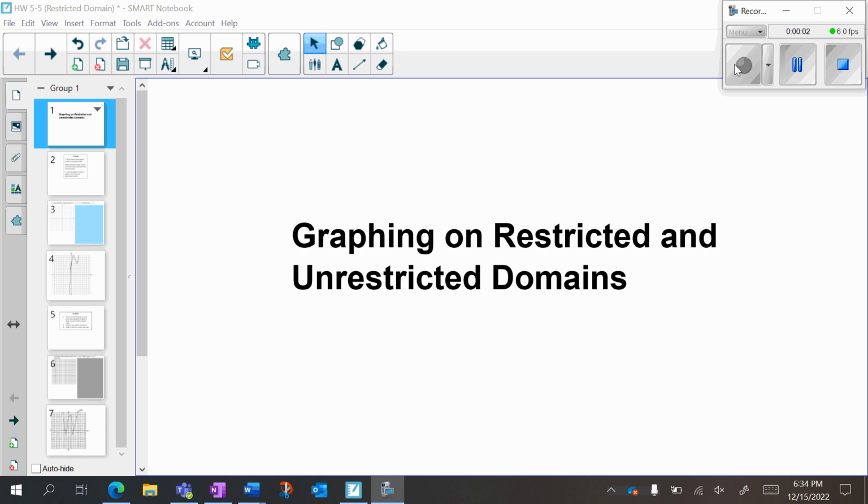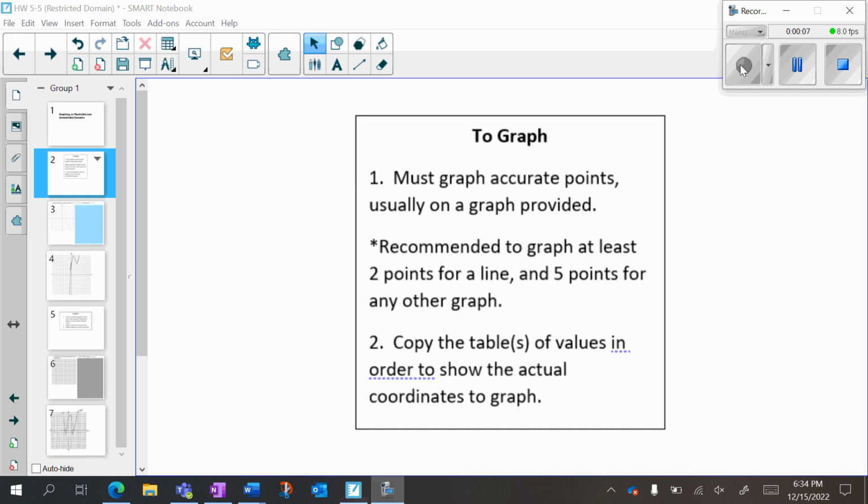Hi everyone, in this video we're going to be learning about graphing on restricted and unrestricted domains. In order to graph, we first must graph accurate points, usually on a graph provided. It is recommended to graph at least 2 points for a line and 5 points for any other graph. It's also important that we copy the table of values in order to show the actual coordinates to graph.